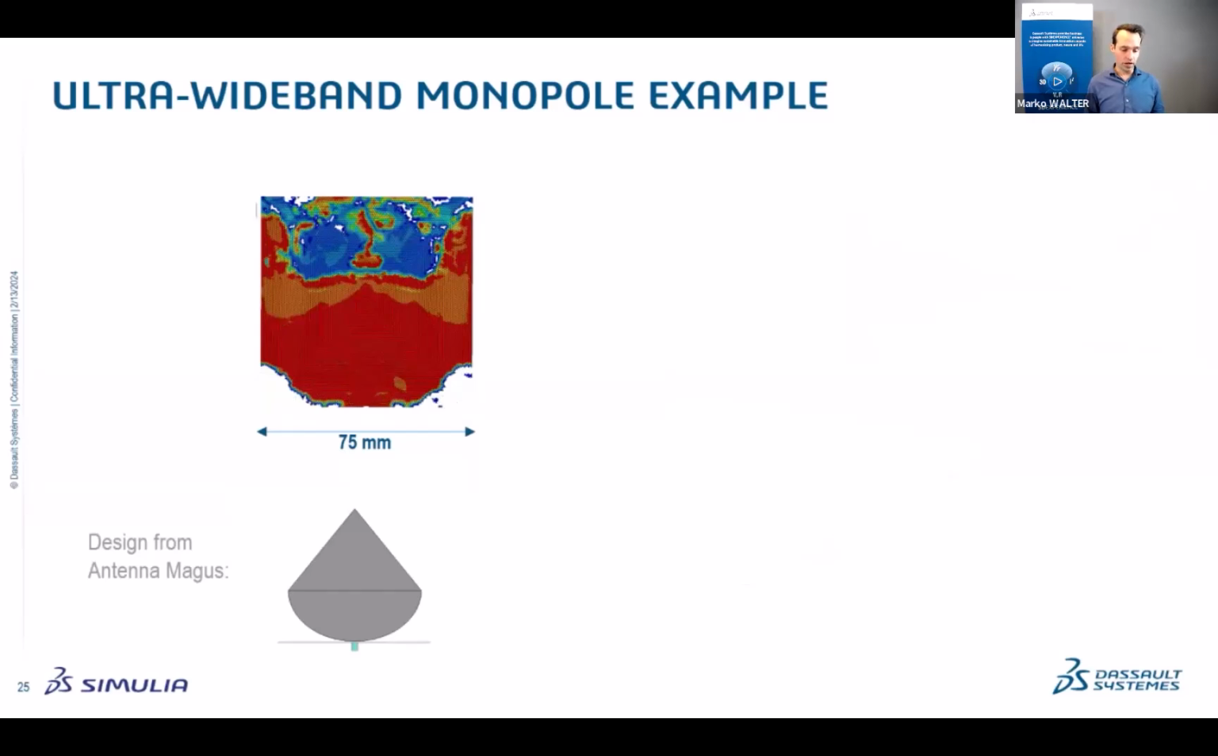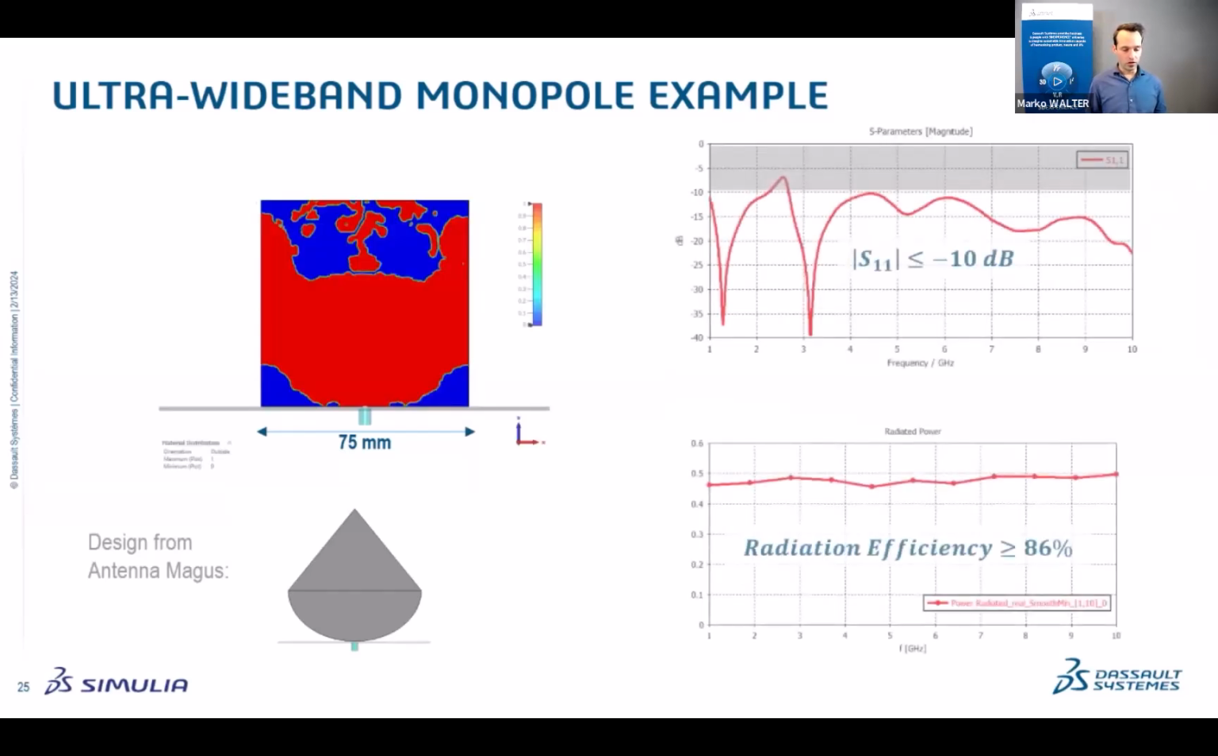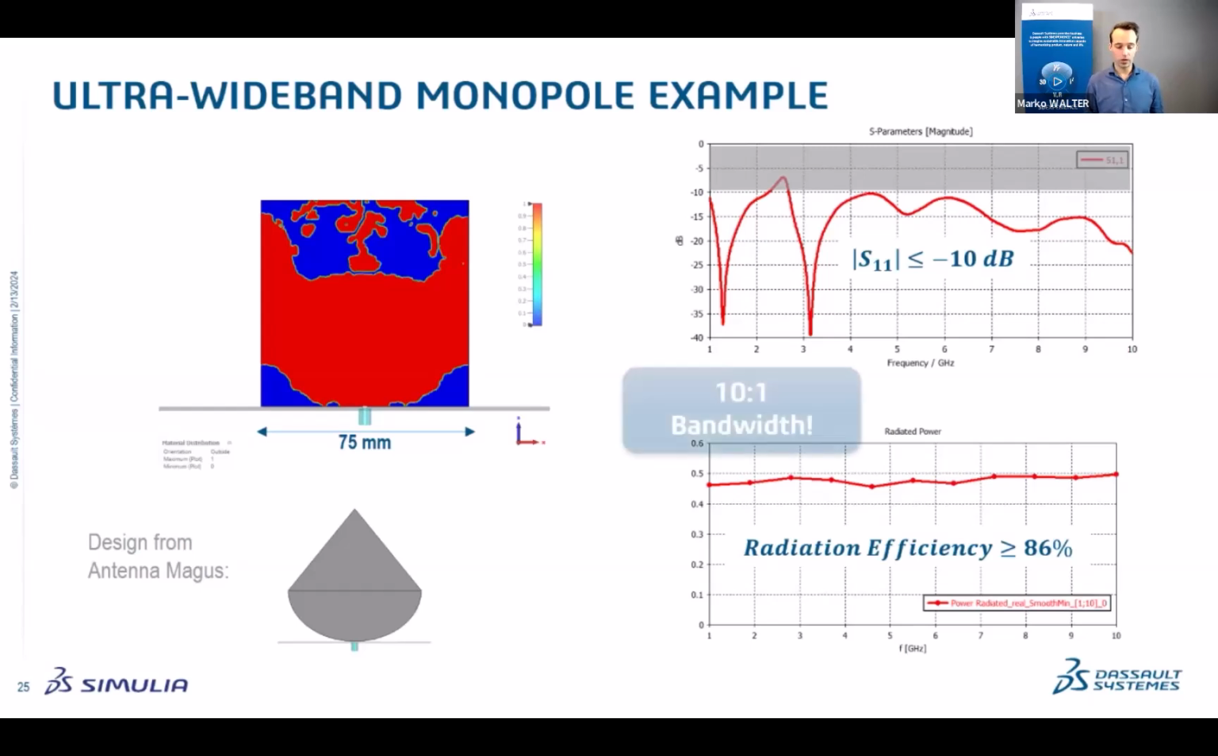Interesting enough is also at the bottom there, you can also see the sort of shape with the ground plane, what it's forming there, the sort of taper. And this is, of course, important to get a good impedance match over the entire frequency range. So, yeah. And you can see then your S11 on the right-hand side top being below essentially minus 10 dB from 1 to 10 gigahertz. So we're talking about a 10-to-1 bandwidth.